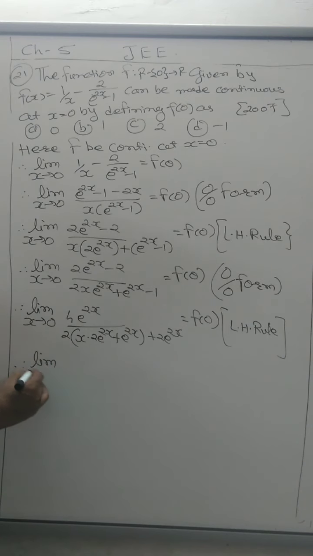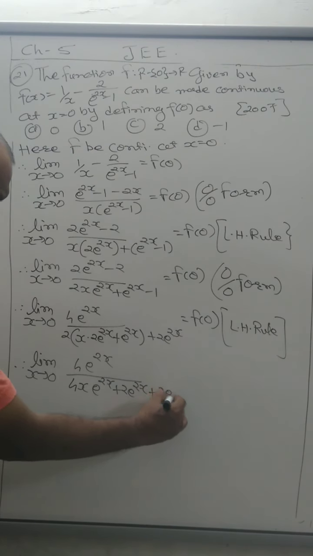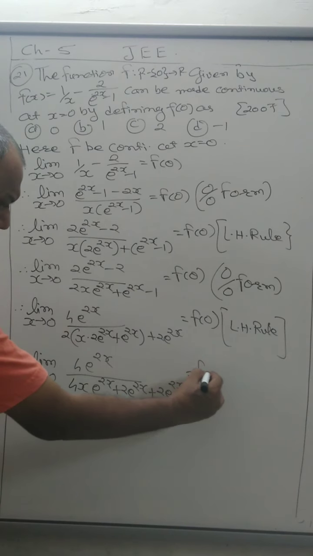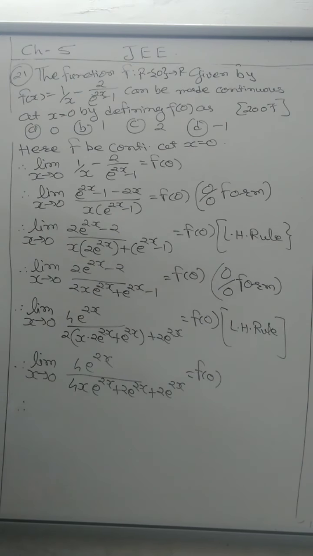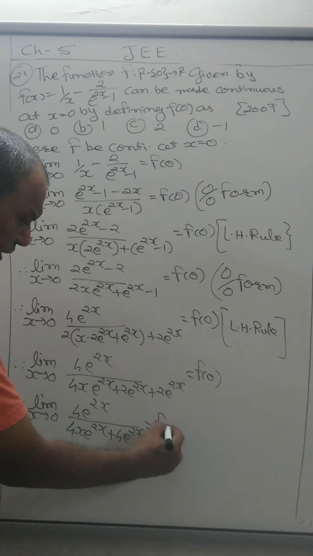Therefore, limit x tends to 0, 4e^(2x) upon 2·2x e^(2x) plus 2e^(2x) plus 2e^(2x) equal to f(0). So when we simplify it, we have limit x tends to 0, 4e^(2x) upon 4x e^(2x) plus 4e^(2x) equal to f(0).